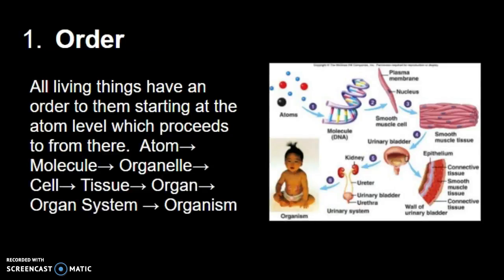All living things have order to them, and they usually start at the atom level. You can even start before the atom level at the subatomic level and put those together to make everything. So we have atom, molecule, organelle, cell, tissue, organ, system, and organism. How this goes is as we put multiples of that level together, we get to the next level.